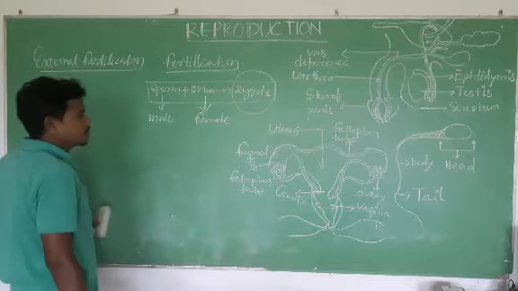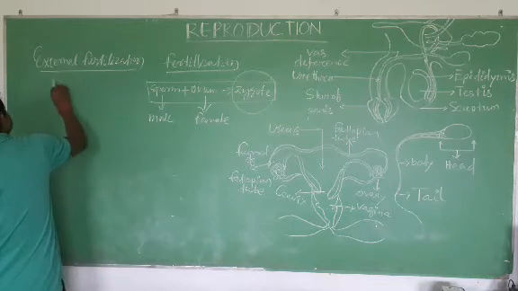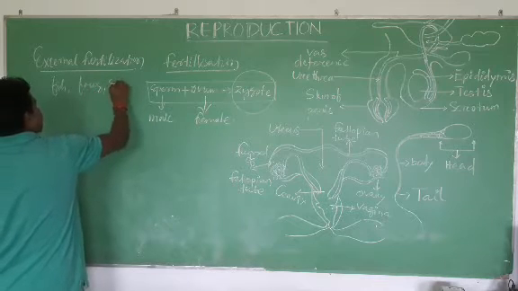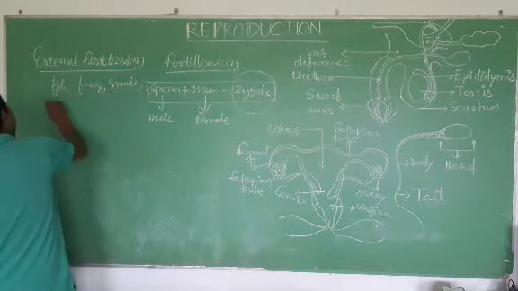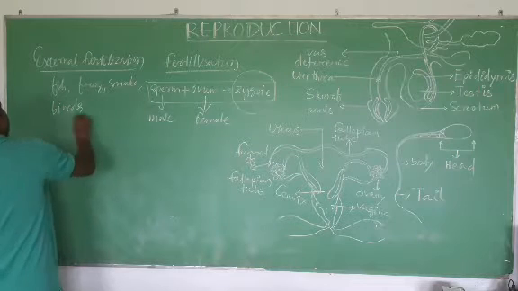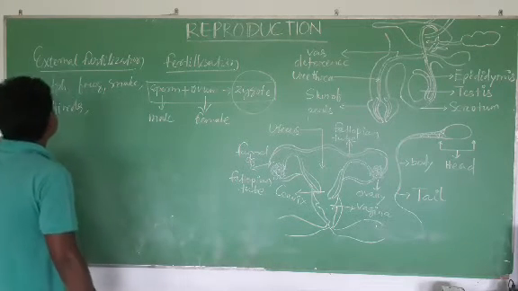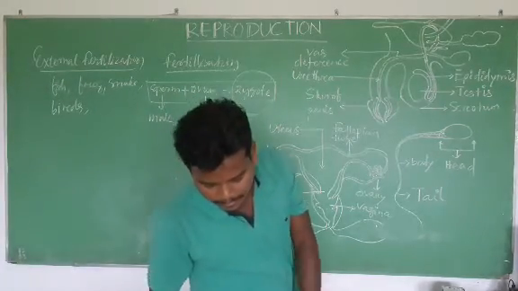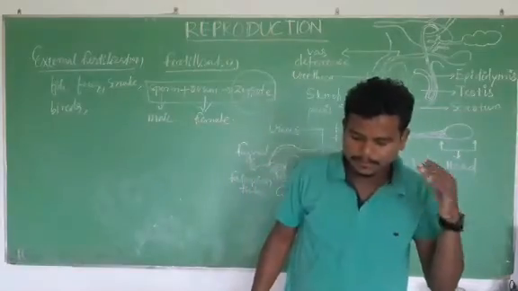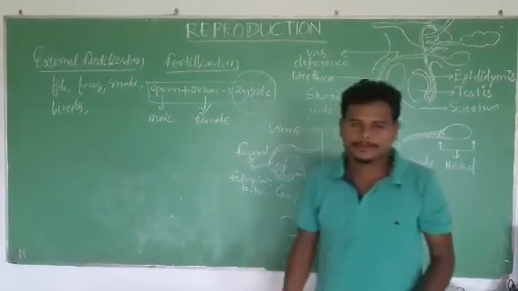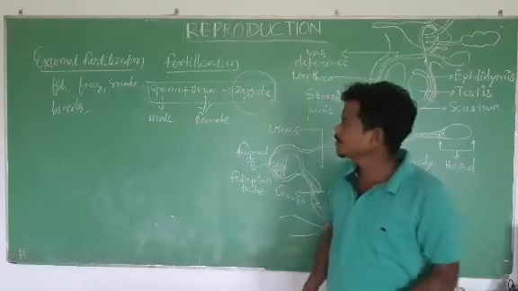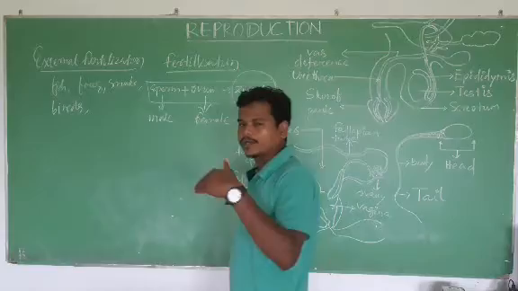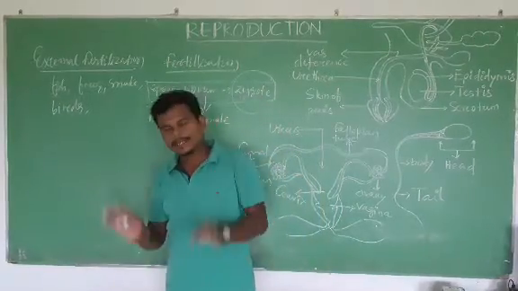Okay, you might have seen in case of some fishes, frogs, snakes, birds, etc. They actually lay the egg outside the body. So that is why we say their fertilization is outside the body, or that fertilization is external fertilization.